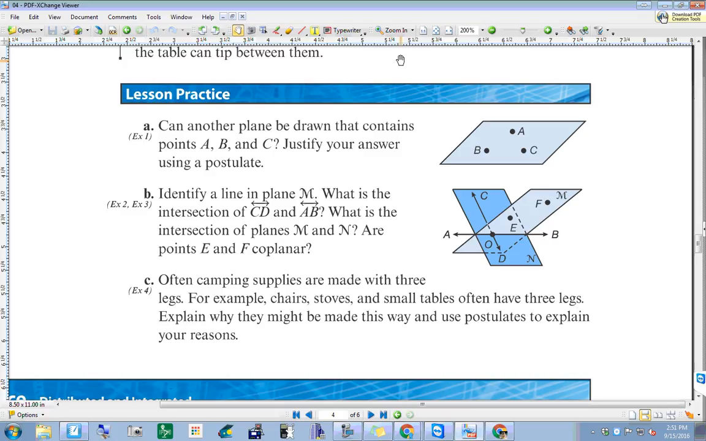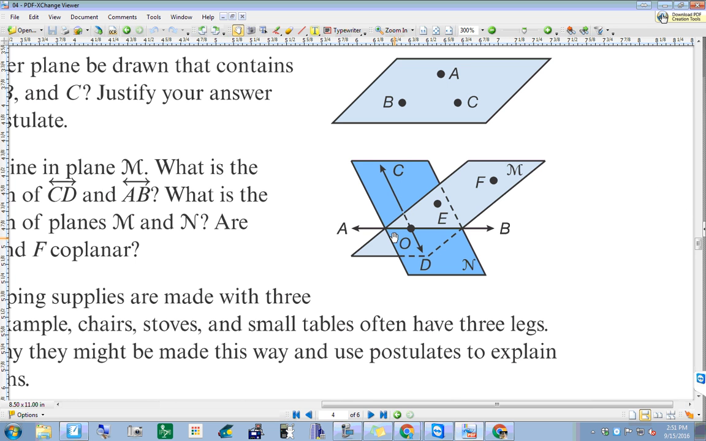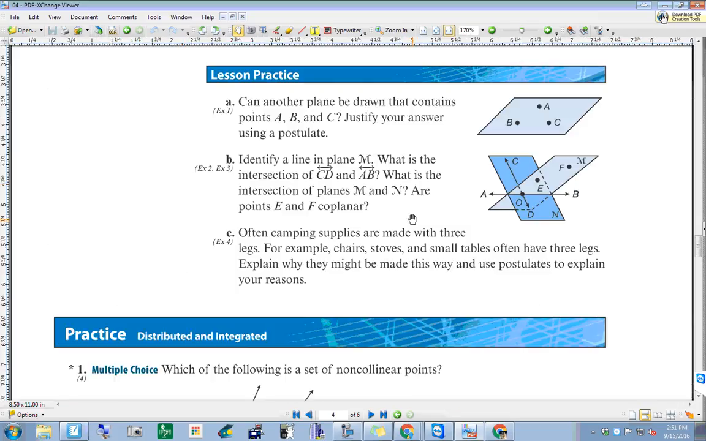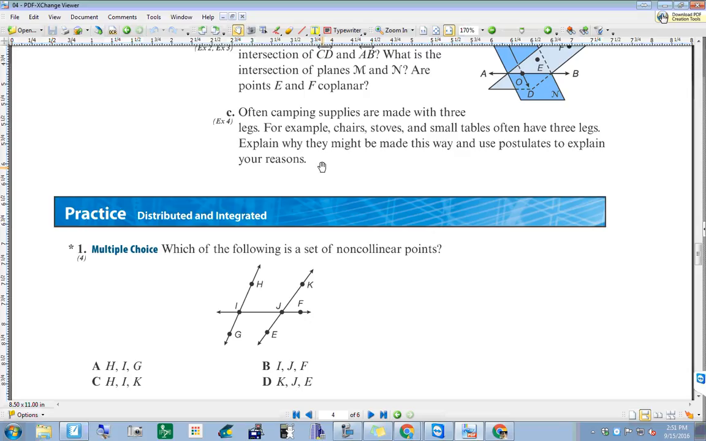What about B? If I identify a line in plane M, what is the intersection of CD and AB? Okay? What's that intersection? There we go. Oh, point O. So point O is the intersection of those 2 lines, right? Okay, that's easy enough.